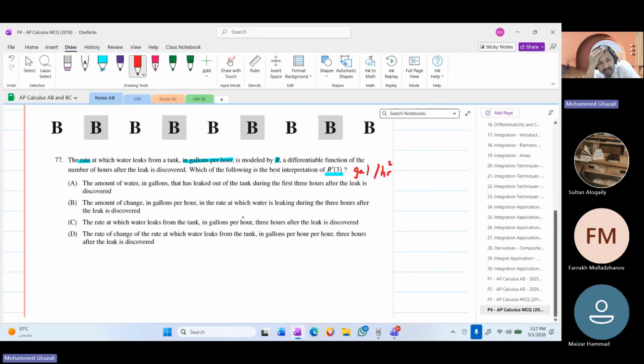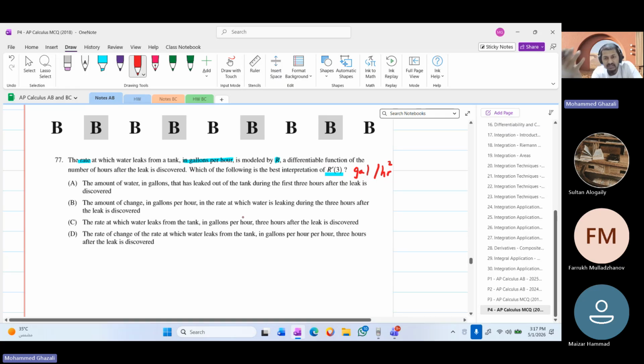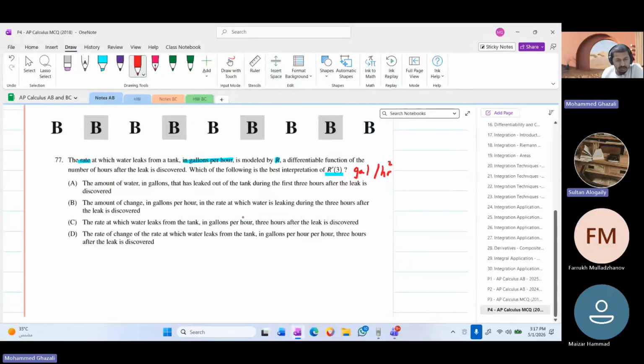The amount of water in gallons that has leaked out of the tank during the first 3 hours after the leak is discovered. What is amount of water? That is volume, which is gallons, which means they are doing an integral. So that can't be option A.